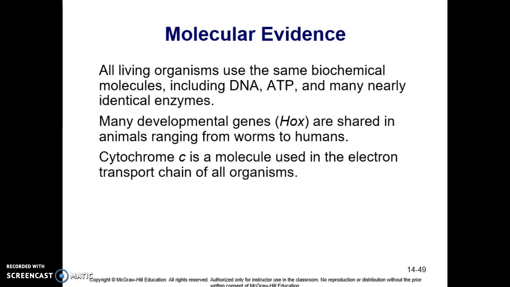So those basic body plans are dictated by Hox genes. Cytochrome C is a molecule that is necessary for the generation of ATP. We didn't talk about the electron transport chain because we skipped that chapter. But cytochrome C is an enzyme that all organisms have. We're pretty sure that all organisms have it.